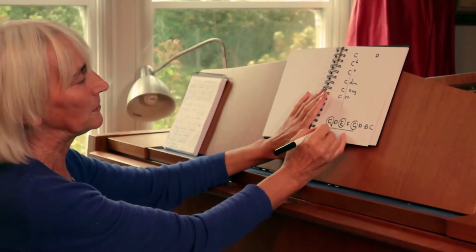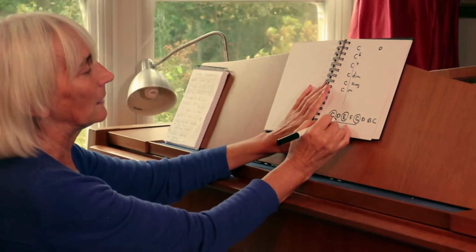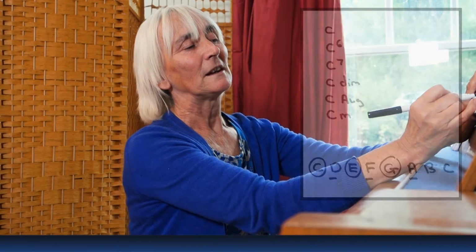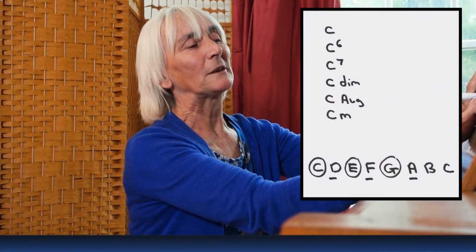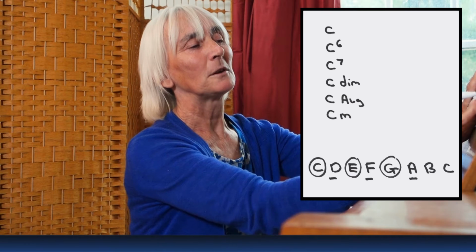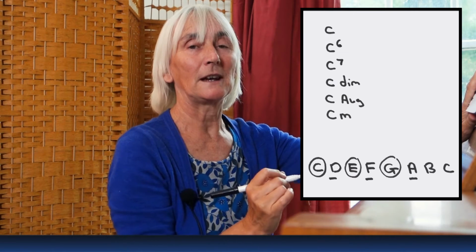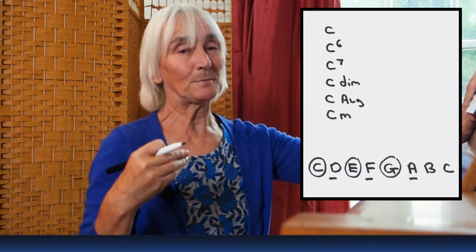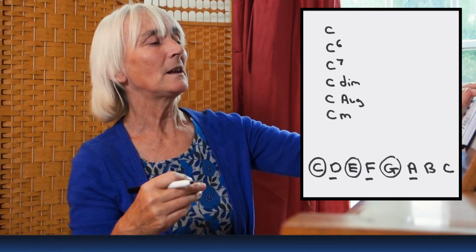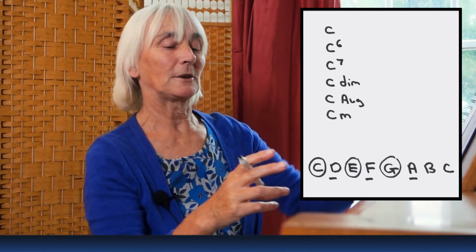So if I was going to be doing a D chord, I'll just underline these. We would use the D, miss out a note, use the F, miss out a note, and use the A. And that's basically how you spell chords. But let's look at what that looks like on the piano now.